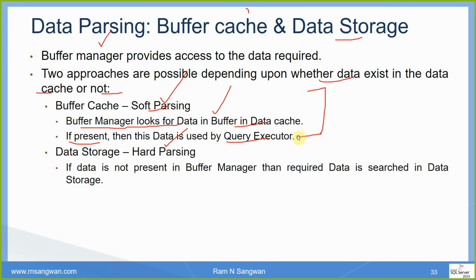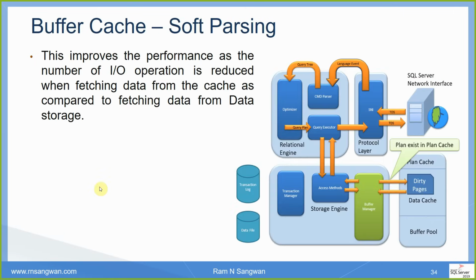It means we are searching, and we call it a hit, as in Oracle. When we say miss, it means the data is not there in the cache, so we have to do hard parsing, which means we have to get the data from the disk. If the data is not present in the buffer manager, then the required data is searched in the data storage. That is called hard parsing.